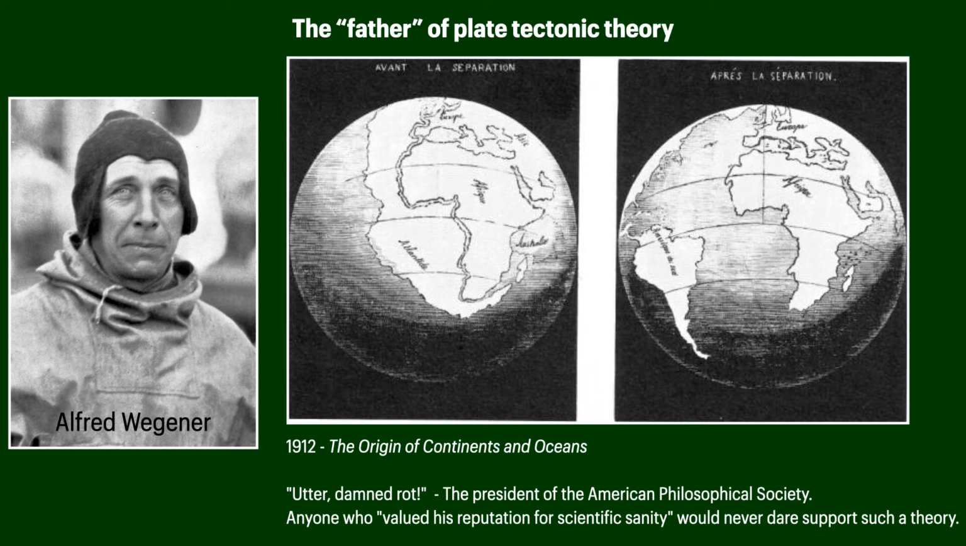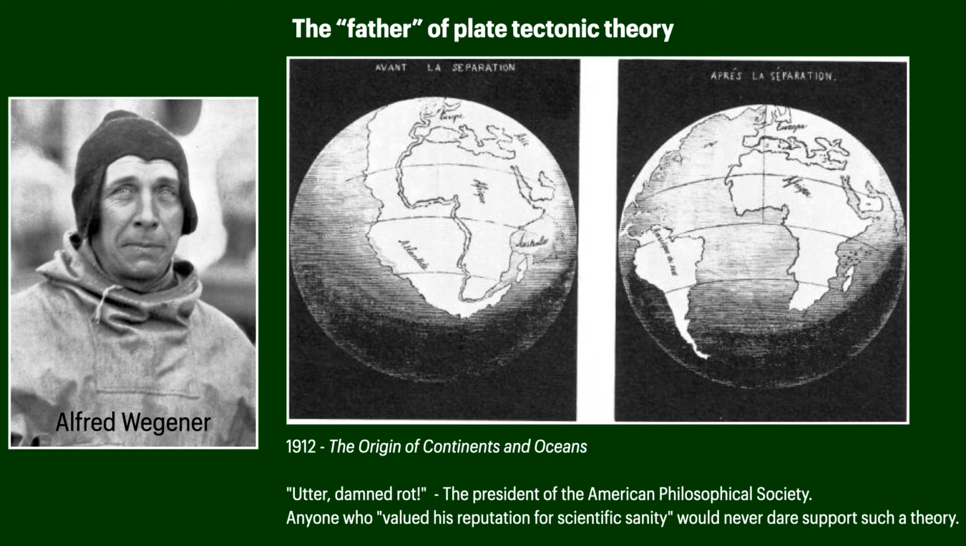And it was because Wegener wasn't a geologist and was somewhat outside of the mainstream. The American Philosophical Society, which is very much the science society of the time, remember we talked about science as being referred to as natural philosophy, referred to The Origin of the Continents and Oceans, the book, as utter damned rot, and anyone who valued his reputation for scientific sanity would never dare support such a theory.